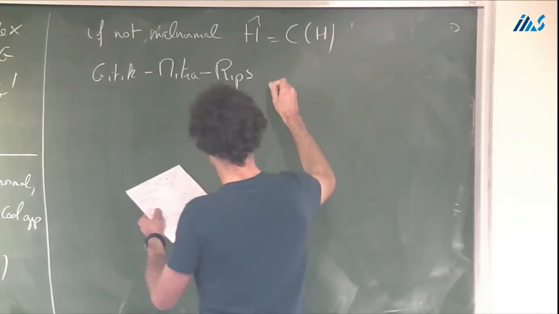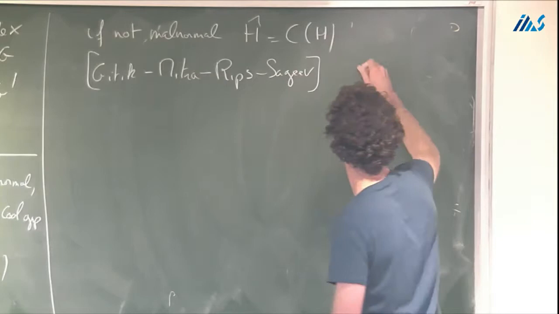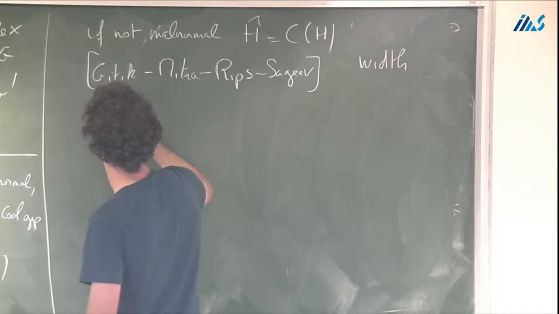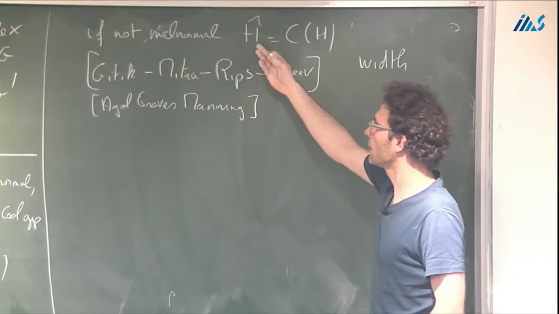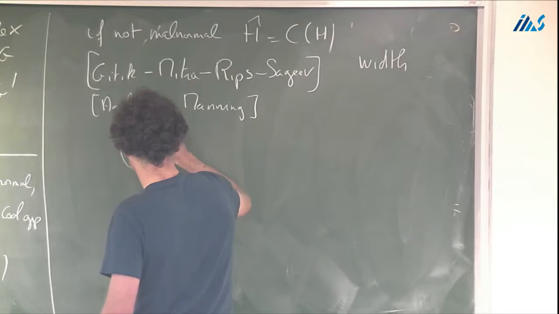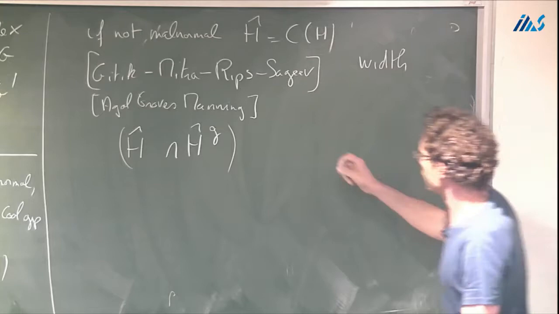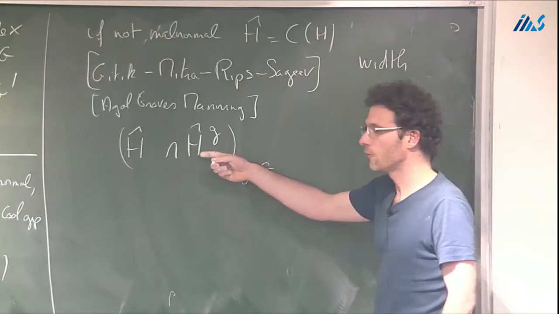which says that there is something called the width, which is finite, and using an argument by Agol, Groves, and Manning, what you get is that from the non-malnormality of H hat, you can look at these guys, where g in G, and they form a finite collection of H hat conjugacy classes.